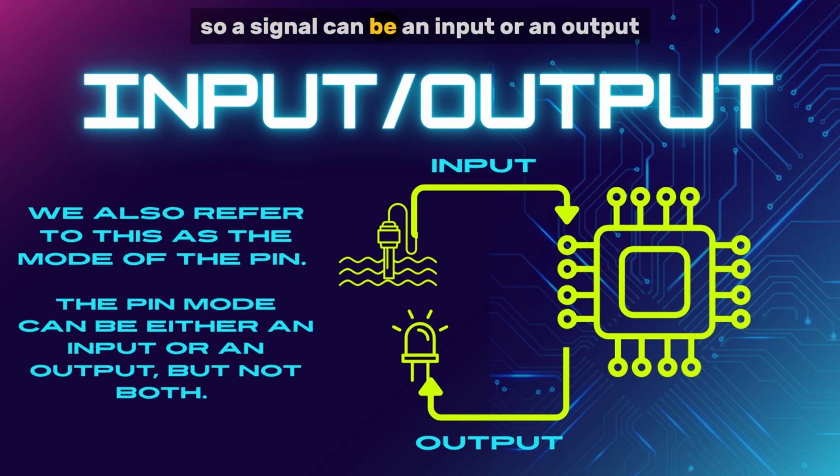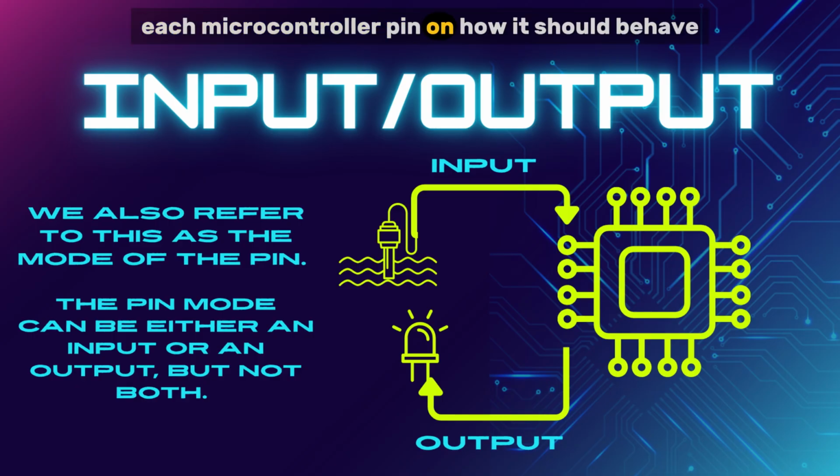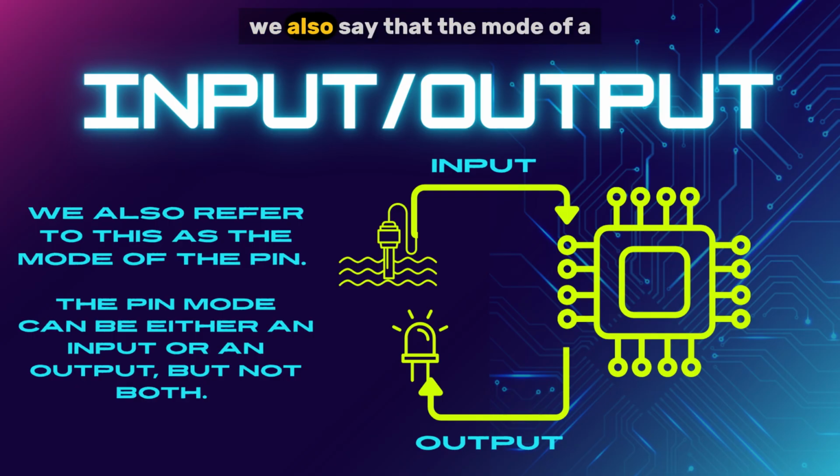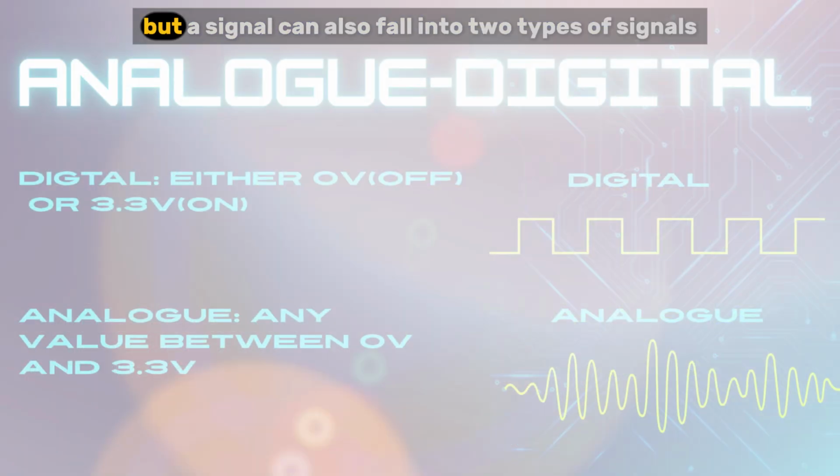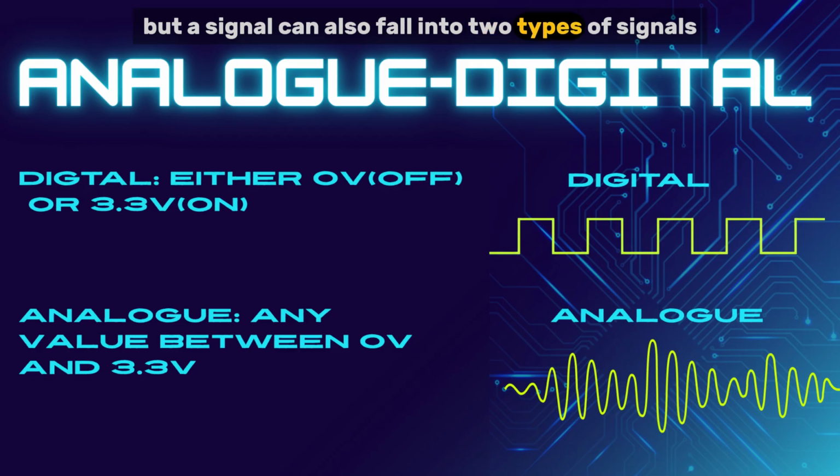So, a signal can be an input or an output, and you can program each microcontroller pin on how it should behave. We also say that the mode of a pin can be programmed to be either an input or an output. A pin cannot be both an input and an output, but a signal can also fall into two types of signals, called analog or digital.